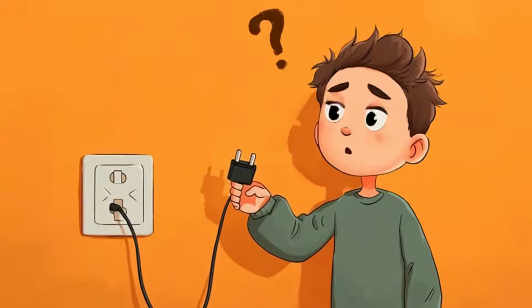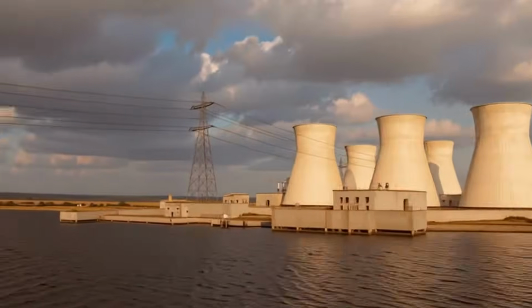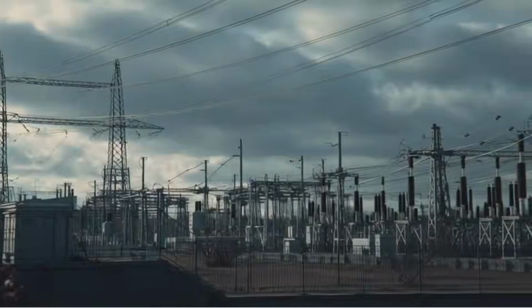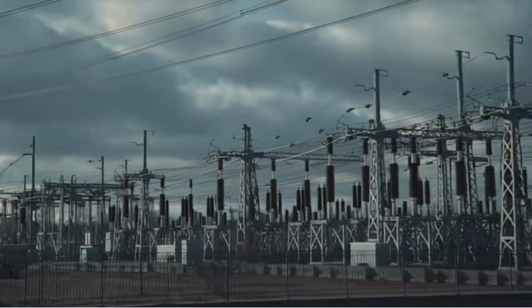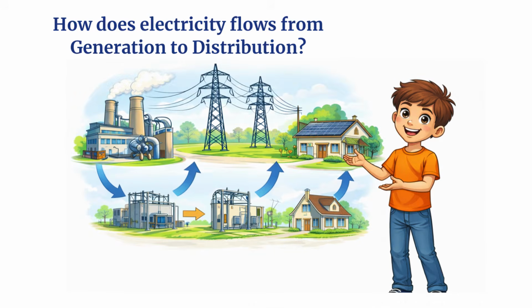Electricity doesn't magically appear at your socket. It begins at power plants, travels hundreds of kilometers through transmission lines, passes through substations, and is finally delivered safely to your home. In this video, we'll quickly explain how electric power flows from generation to distribution, and how the modern grid is evolving.